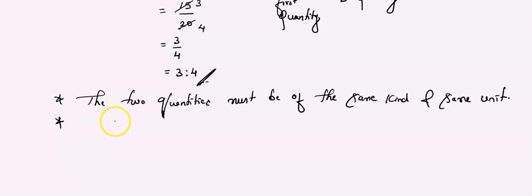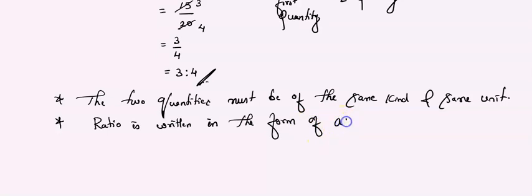And always we will write the ratio in which form? Ratio is written in the form of A is to B. Okay, how you should read this? You have to read this as A is to B. A is to B. If it is 3 is to 4, you can write as 3 is to 4.